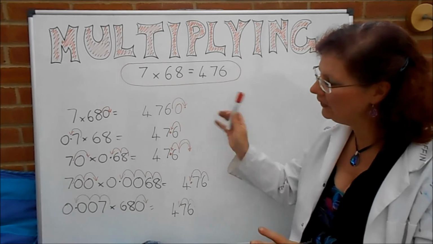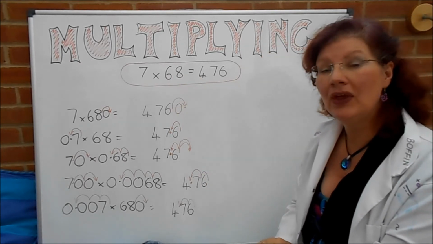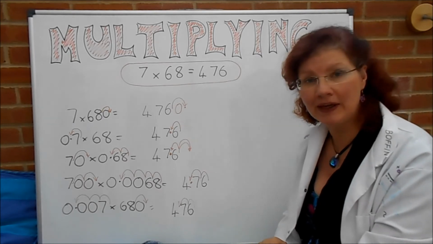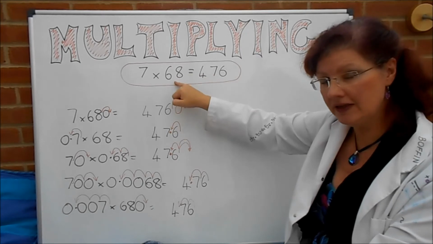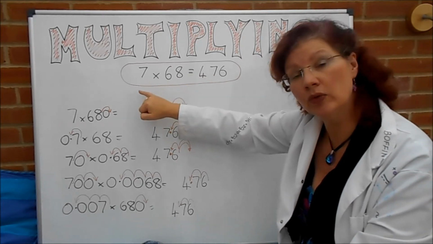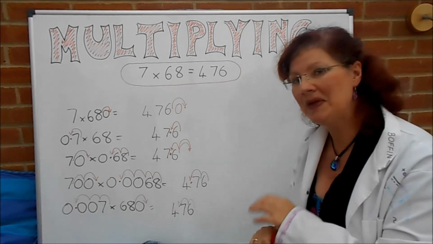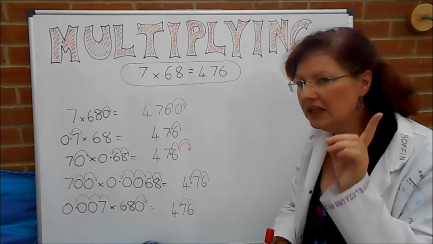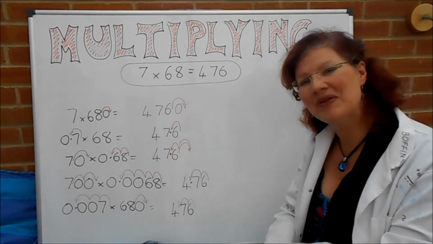Now, these ones are all multiplies. But of course, I'm sure you know that any multiply sum can be written as a divide. We could say 476 divided by 68 equals 7. Yes, any multiply can be turned into a divide. And we can use the same kind of thing here. But you need to watch out. There's a little sneaky bit in divides, which I'll talk about in the next video.